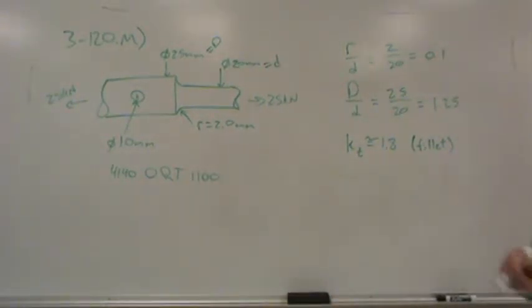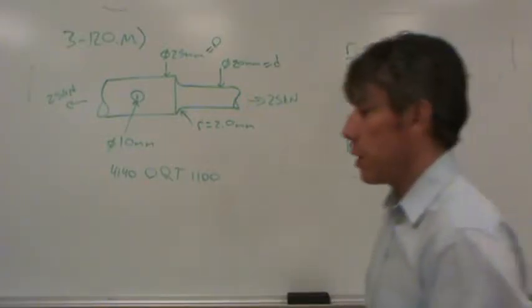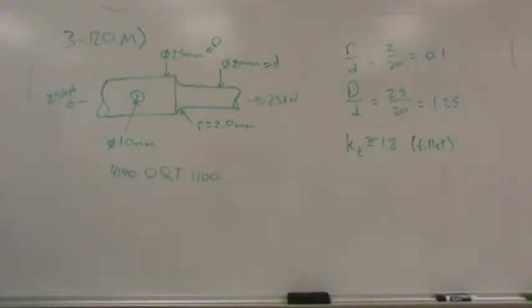Okay, we'll get to that in just a minute. For now, let's finish off the stress concentration factors. So what other appendix number do you think we should use here? 22-5. 22-5, I agree. Why not 22-4?